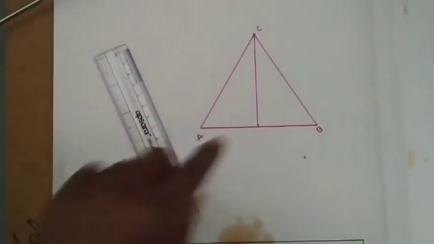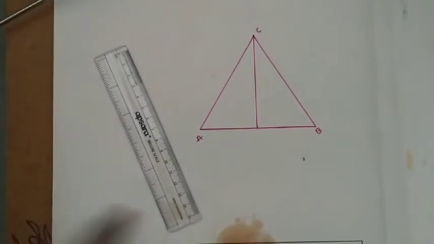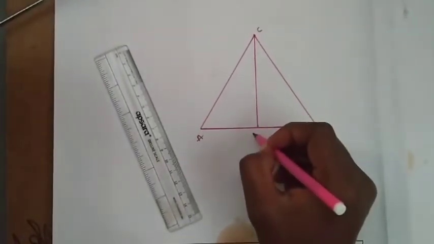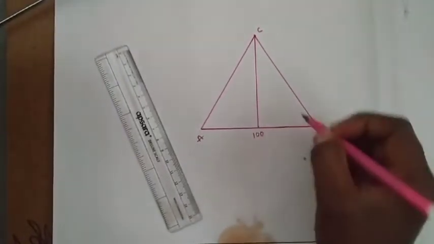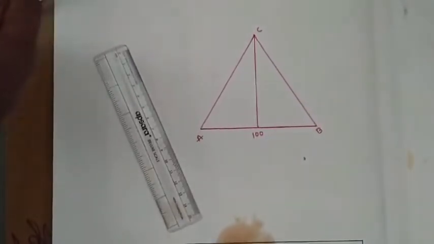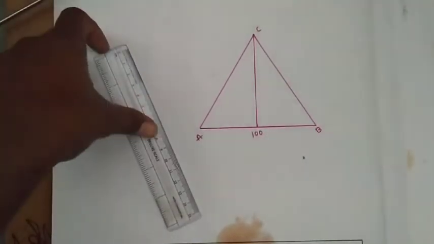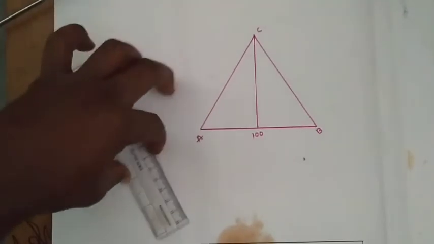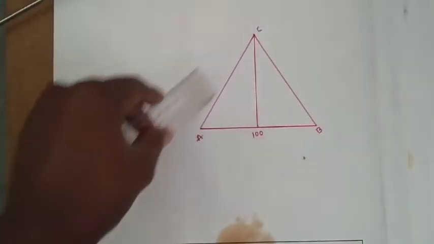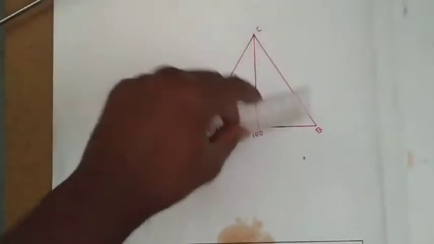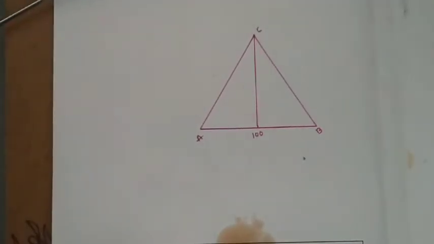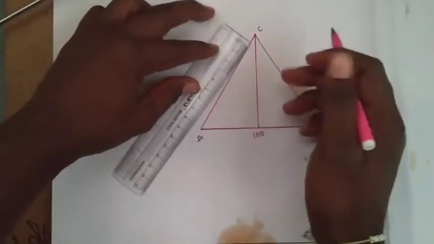The base of the triangle is 100 mm, and the height of the axis in the triangle is 80 mm. Let's divide this AC line and BC line into equal parts.